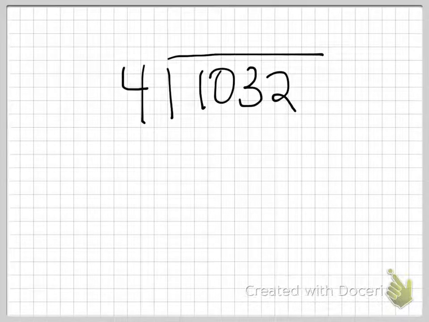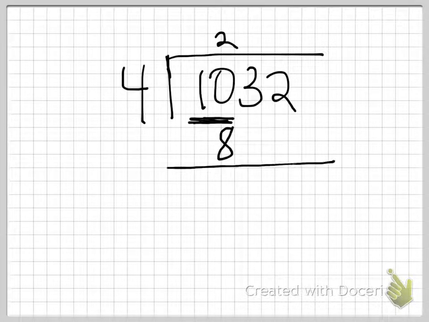How many times does 4 fit inside of 1? It doesn't, so then you move on to the next one. How many times does 4 go inside of 10? 4 does fit inside of 10. It fits 2 times. So we're going to go ahead and write 2 up there. 4 times 2 is 8, so we'll write that right under. Going to subtract, okay? And 10 minus 8 is 2. Now we're going to bring down the 3.